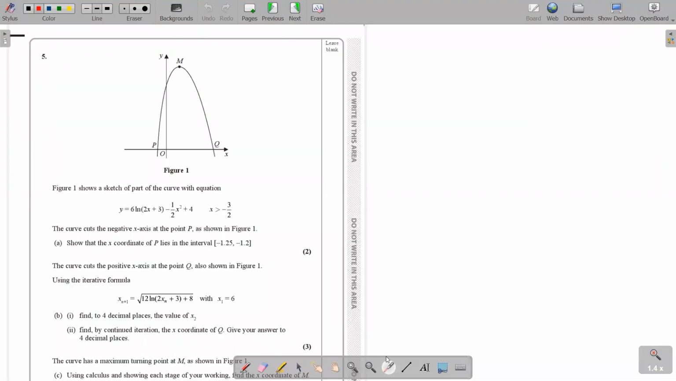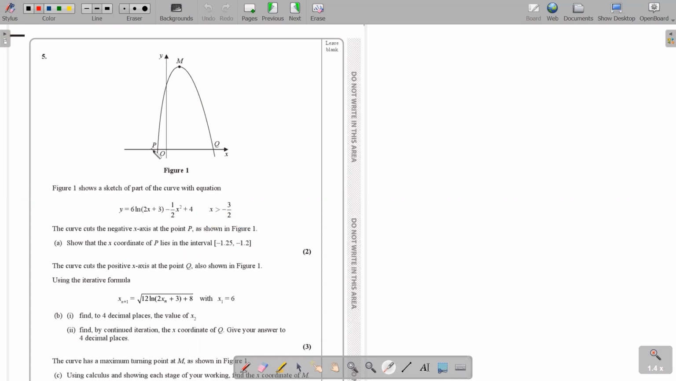Okay, moving on to question number 5. Figure 1 shows a sketch of part of the curve with the equation y equals 6 ln(2x plus 3) minus half x squared plus 4. And the x values they have given here. Do you see the domain here? They say x values are supposed to be larger than minus 3 over 2. Okay. The curve cuts the negative x-axis at the point P as shown in figure 1. Show that the x-coordinate of P lies in the interval minus 1.25 to minus 1.2.